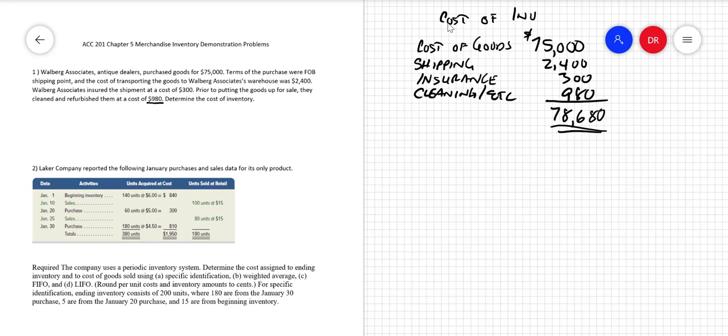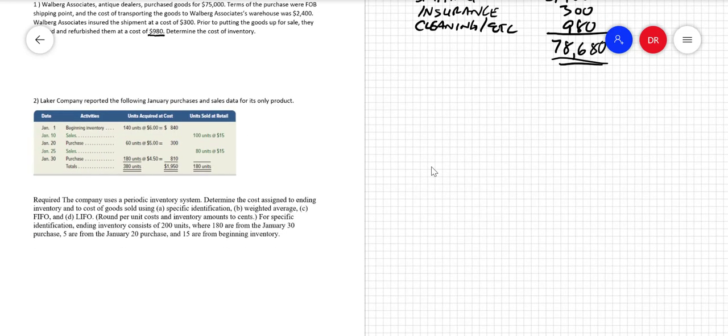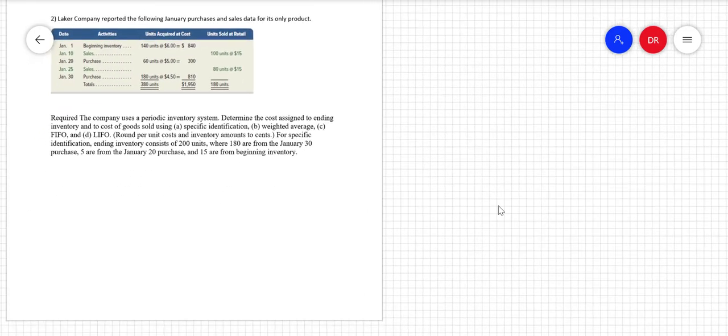All right, so for the next item we have down here, problem number 2, it says Laker Company reported the following January purchases and sales data for its only product, and they have a list here of purchases and sales. The requirement is that they're using a periodic inventory system, and they want us to determine the cost associated with ending inventory and cost of goods sold using specific identification, weighted average, FIFO, and LIFO.